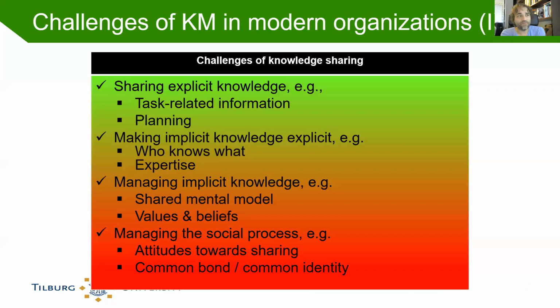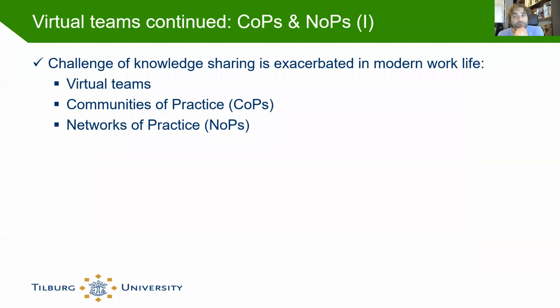These issues that you see here on screen are relevant for virtual teams that we talked about in the previous lecture and just now. So these are relevant for teams consisting of a small number of people. But they are also relevant for other types of virtual teams in organizations. So there are other types of virtual teams in organizations than simple virtual teams. And they are called communities of practice and networks of practice. And I want to explain them shortly because they're quite common in modern organizations.